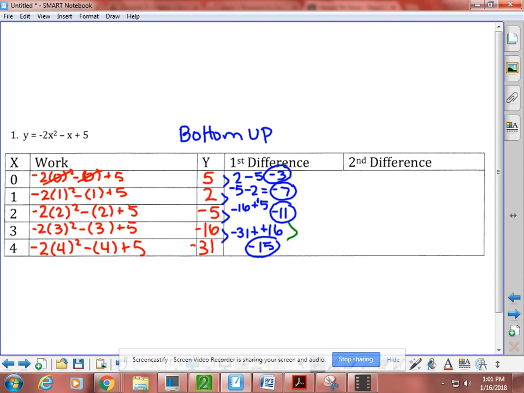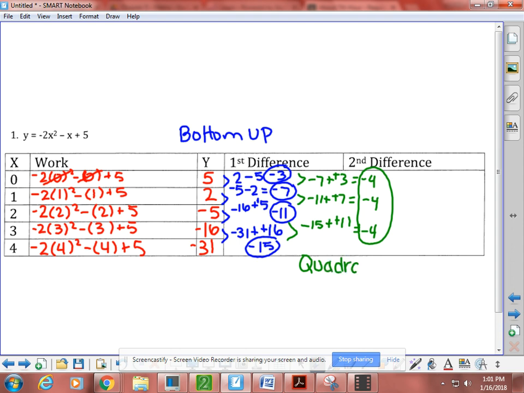We're going to do the second one. Bottoms up, negative 15 minus negative 11. Add those together, I get negative 4. Negative 11 minus negative 7. Plus plus, I get negative 4. Negative 7 minus negative 3 becomes plus plus, I get negative 4. All of those differences match each other, and that's our second difference. Okay, so if that's our second difference, that makes this a quadratic.